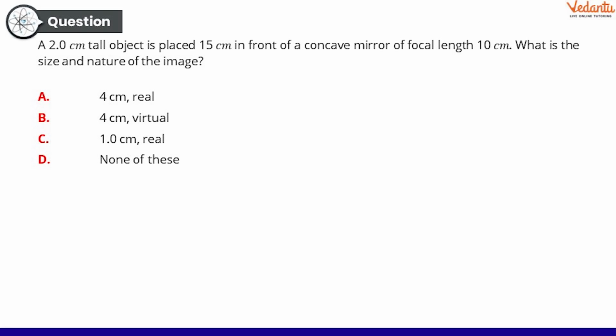A 2 cm tall object is placed 15 cm in front of a concave mirror of focal length 10 cm. What is the size and nature of the image? Option A, 4 cm and it's a real image. Option B, 4 cm and it's a virtual image. Option C, 1 cm and a real image. Option D, one of our favorites, none of these. What do you guys think?